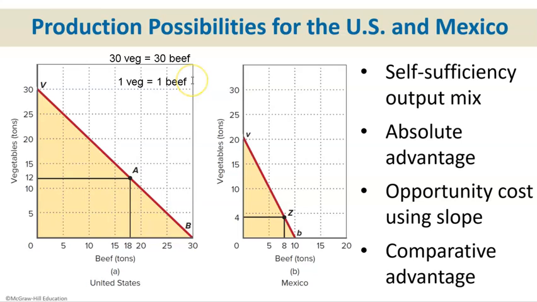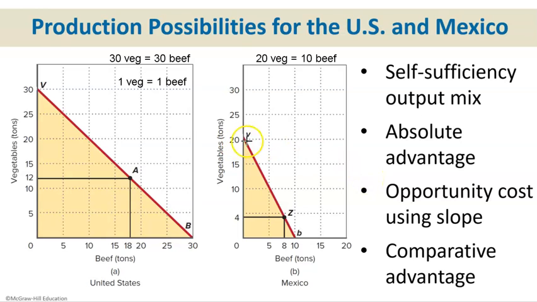Remember, opportunity cost is the trade-off, or what we have to give up to get it. So the idea is, if the U.S. wants to make 1 more ton of beef, to do that, they would have to give up the opportunity to make 1 ton of veggies. Now we're going to do the exact same process with Mexico. Set the two endpoints equal to each other, and then divide by the number that's in front of beef.